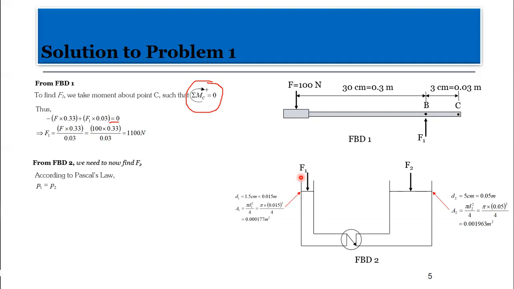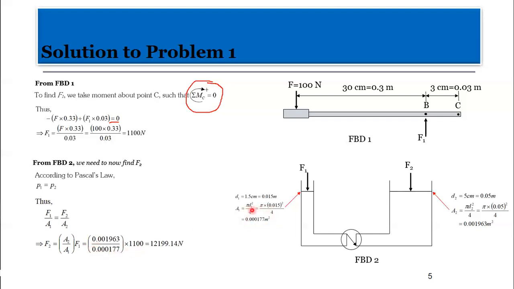So let's see. For P1, we have F1 on A1, and we are saying that is equal to P2, which is F2 on A2. Now I can obtain F2 by making that the subject. So I have A2 on A1 times F1. And remember, we calculated the values for A2 and A1 over here.